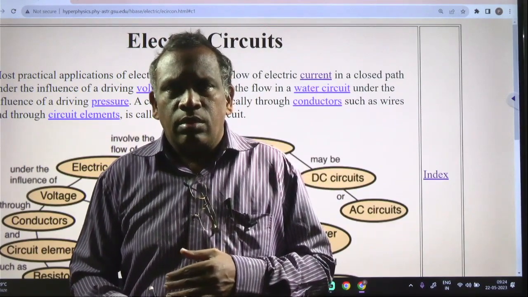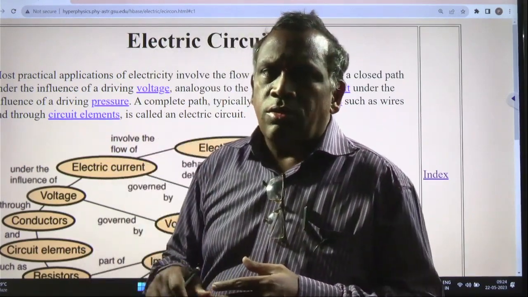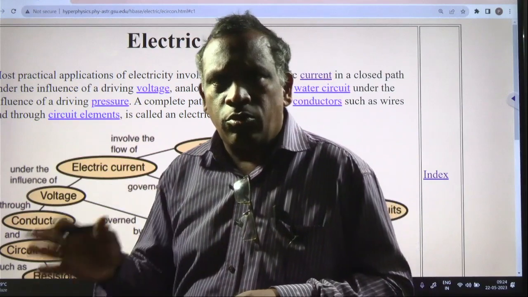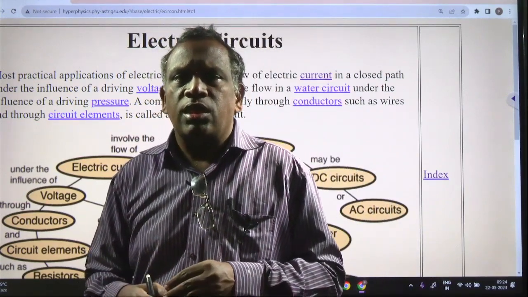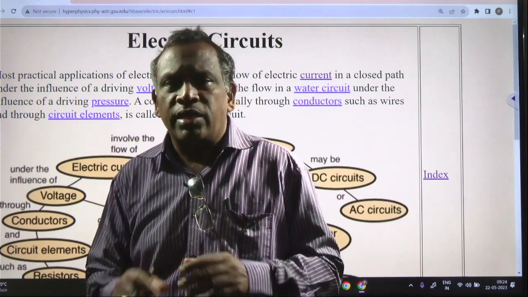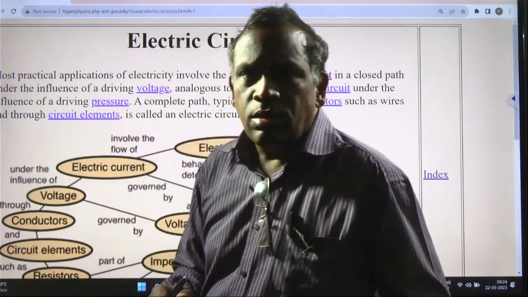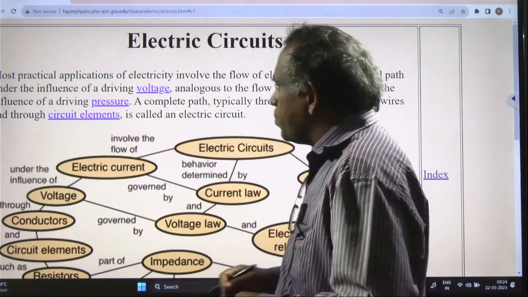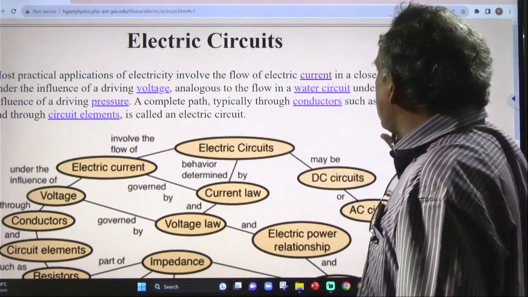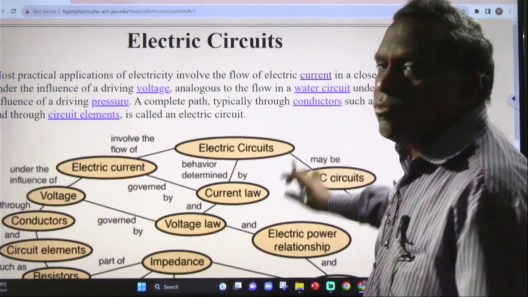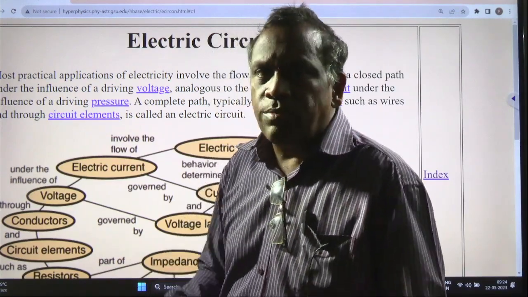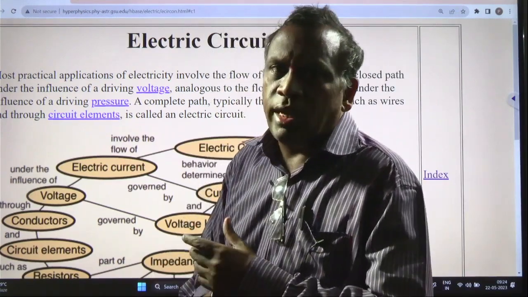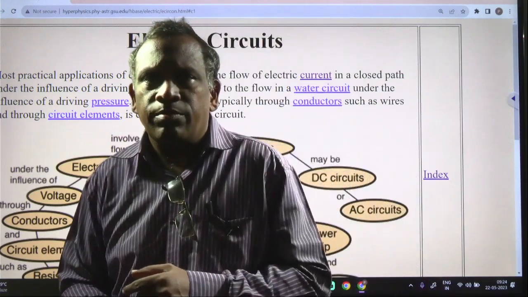But in closed circuits, the current will flow in a loop. There is no break anywhere. That is a closed circuit. So in a closed path, under the influence of the driving voltage, voltage is important in electricity.